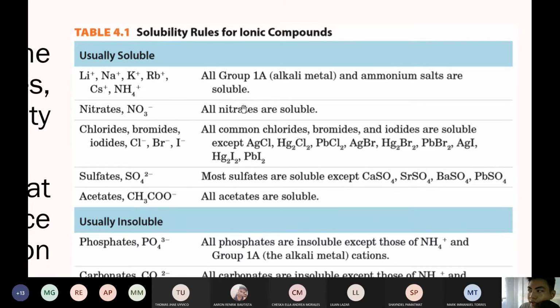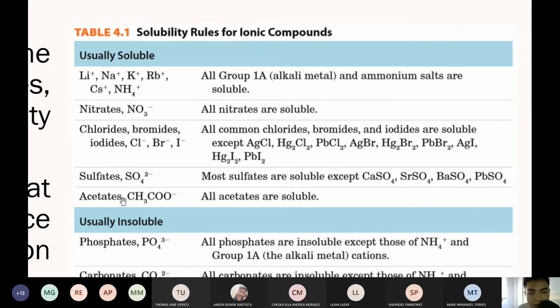Ano pa? Nitrates. All nitrates are soluble. Ibig sabihin nun, nitrates, regardless of the cation, soluble yan. Walang precipitate. Chlorides, bromides, iodides. All common chlorides, bromides, iodides are soluble except when your cation is silver, mercury, and lead. Okay? So, yun yung meaning niya dito. So, kapag pinartner mo yan sa ibang metals, matutunaw siya except silver, mercury, and lead. Okay? So, ibig sabihin nun, kapag si lead ang partner ni Cl, magpe-precipitate yun. Okay? Si iodide, ang partner niya ay si silver, magpe-precipitate yun. Okay? So, ganun yung basahin, ha? So, soluble siya except these cations. Okay? Kapag ito yung partner nila, precipitation yan.